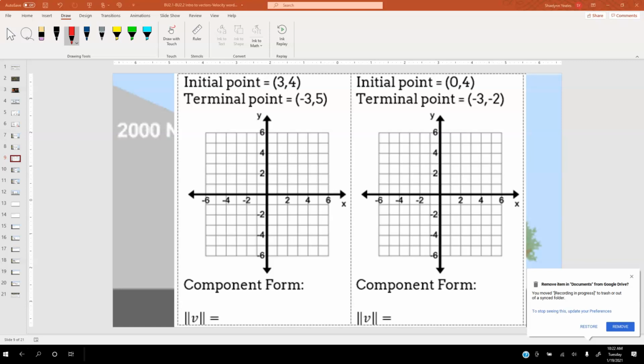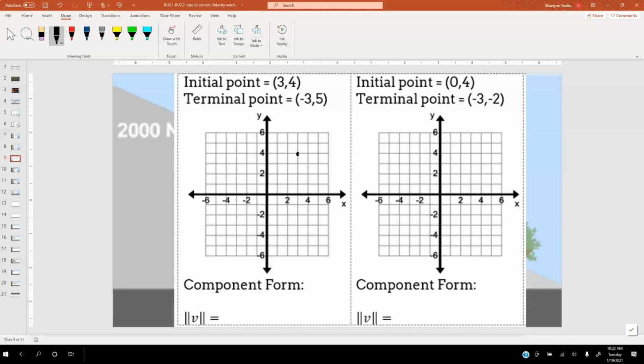All right, we're going to practice doing the exact same thing with these, but we're going to figure out component form and our magnitude for each vector. So with this first vector, we're going to start at the point 3, 4, and it's going to end at the point -3, 5.